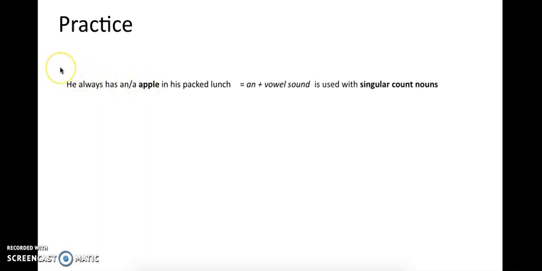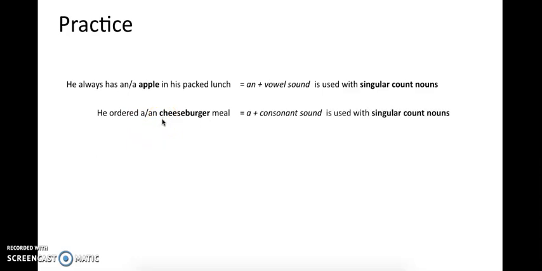Let's try another one. Read this sentence. He ordered a or an cheeseburger. Which one do you think it is, a or an? It's a. Why is it a? Because the noun that comes after begins with a consonant. The C letter is a consonant, and it's a singular count noun.